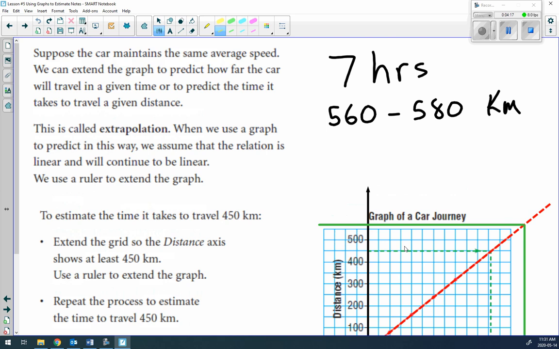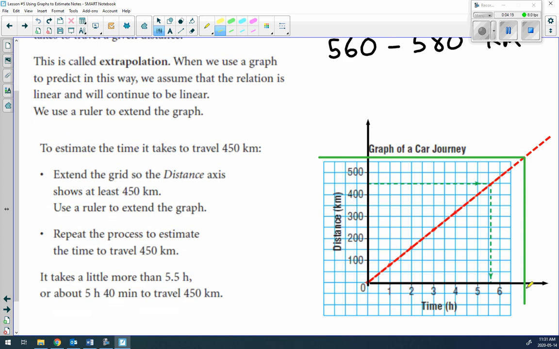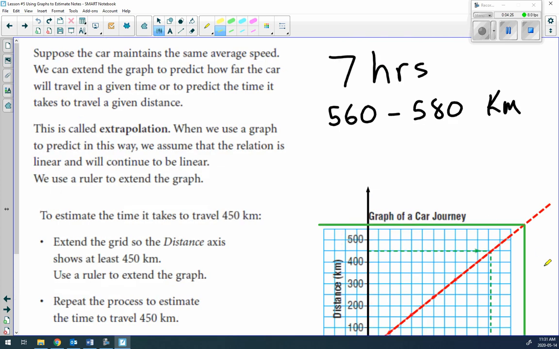So if we traveled 7 hours, yeah, maybe somewhere out here. We go up, we go across here, somewhere between 560 and 580 kilometers. And we could ask 10 hours, 20 hours. You just have to make a bigger graph based on that.